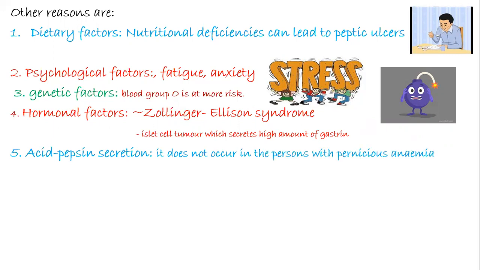The next reason is acid pepsin secretion. It does not occur in persons with pernicious anemia, as these patients lack the parietal cells. So we can say that gastric secretion also plays some role in development of peptic ulcers. And the last reason is gastritis.